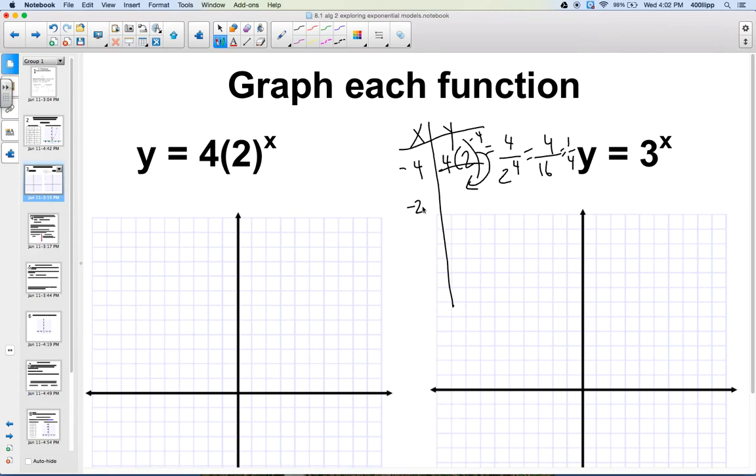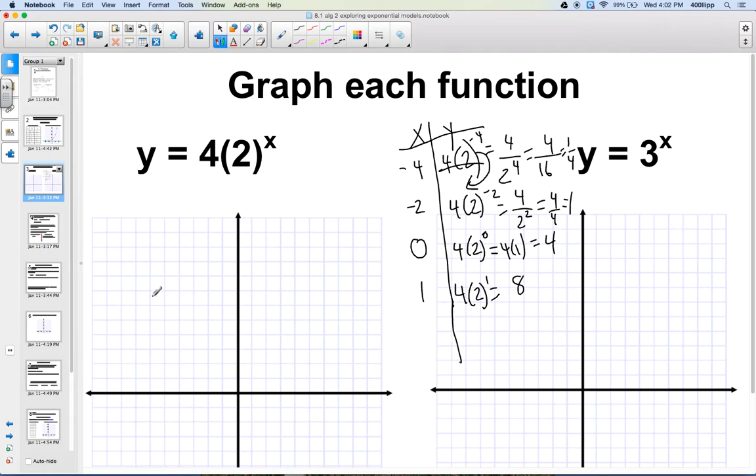Okay, I can plug in -2 here. So I have 4 times 2 to the -2, which is 4 over 2 squared, which is 4 over 4, or 1. Okay, I can plug in a 0, and anything to the 0 is a 1, so I have 4 times 1, which is a 4, and I already knew that my y-intercept was going to be 4 because that's the value of a. Okay, I'll plug in a 1, I have 4 times 2 to the 1st, 4 times 2 is an 8, and so on.